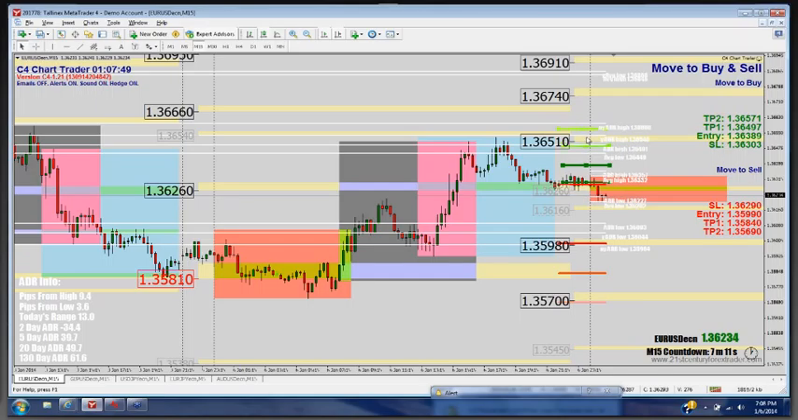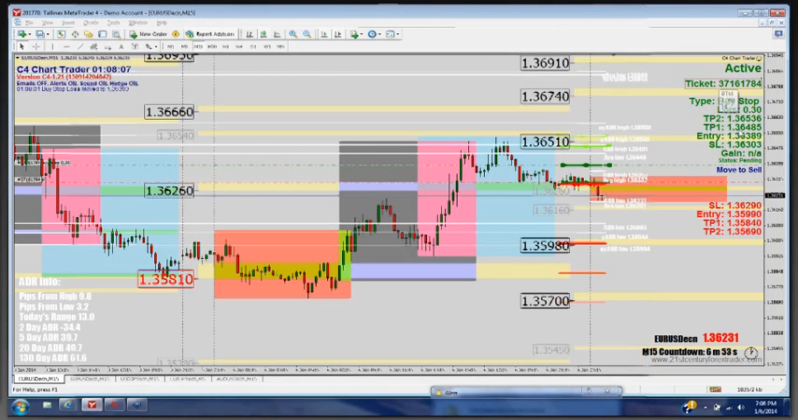So we get that set. We just drag the lines where we'd like them to be, and once those are set, we simply click move to buy, and voila, it takes just a second for the market to click over, and now we have a pending order parked waiting for price to move to that level and take us in.